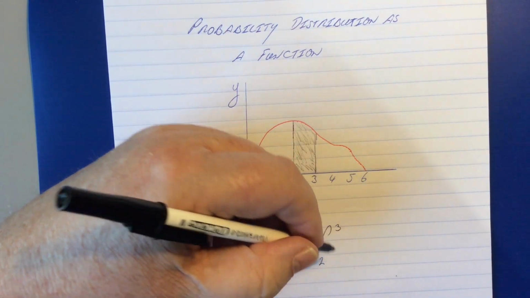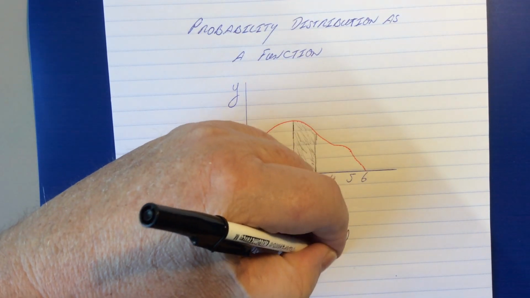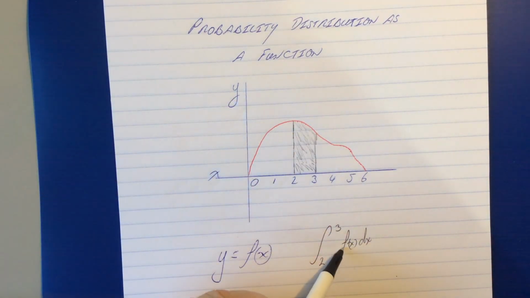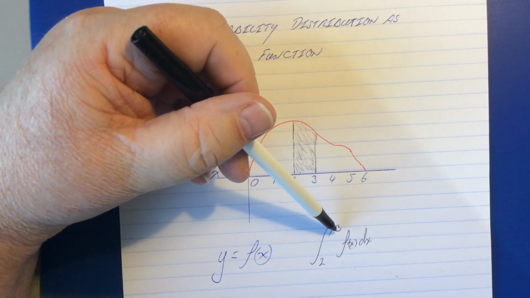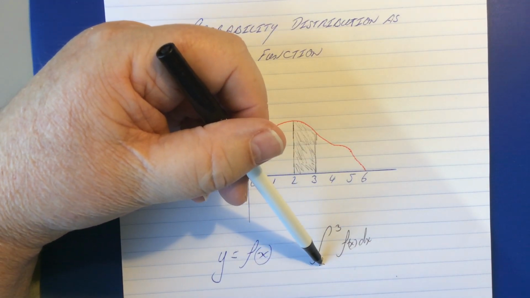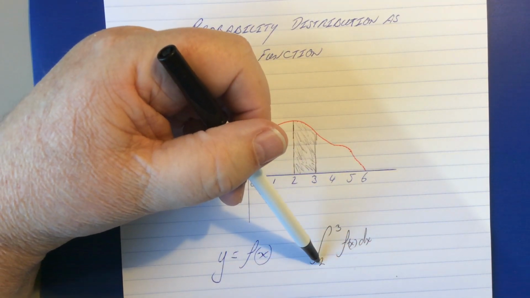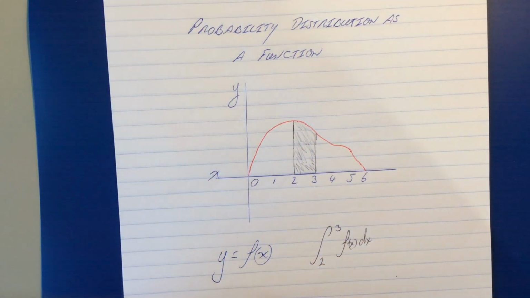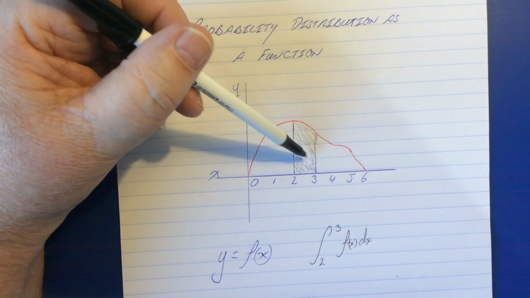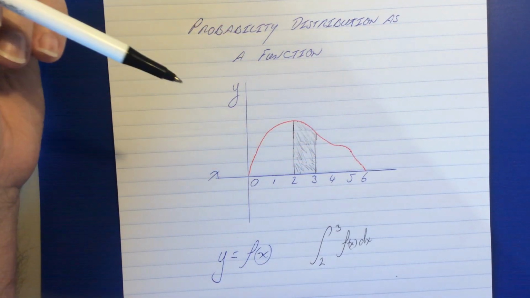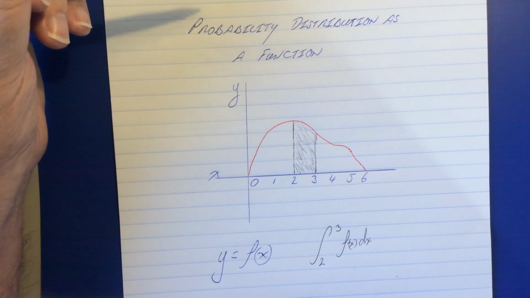So 3 is there, 2 is there, and it's function of x, whatever that is, dx, telling us that we must anti-differentiate this function. What we do then is we put the value of 3 into it and we get a result. We put the value of 2 into it, we get a result, and we subtract the result of this from the result of this, and that gives us this area here, which is the probability of an outcome between 2 and 3 for this probability distribution, which is expressed as a function.